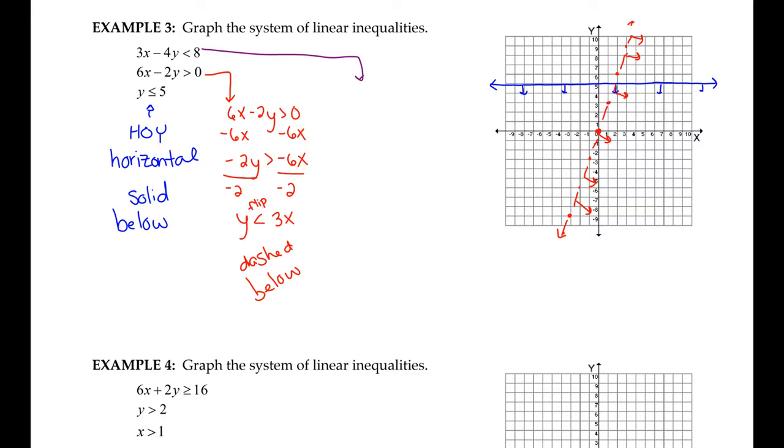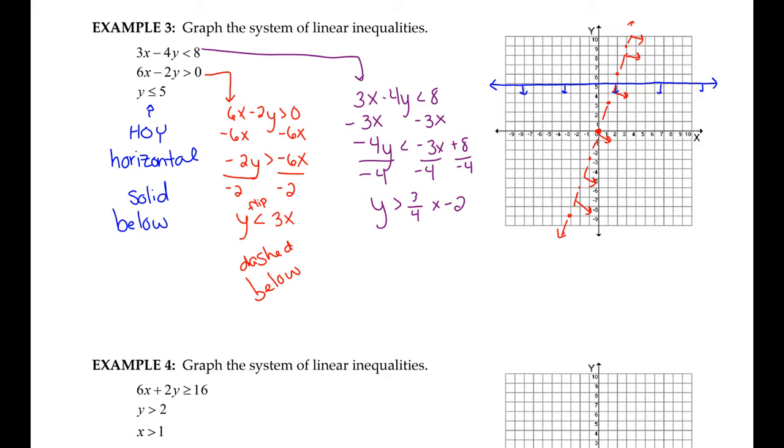Our last equation, 3x minus 4y is less than 8. We're going to start by solving by subtracting 3x from both sides. I get negative 4y is less than negative 3x plus 8. I'm then going to divide everything by negative 4 to get y is greater than 3 over 4x minus 2. So again, I'm remembering that we had to flip the inequality.